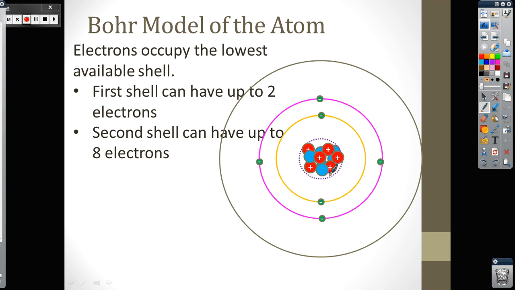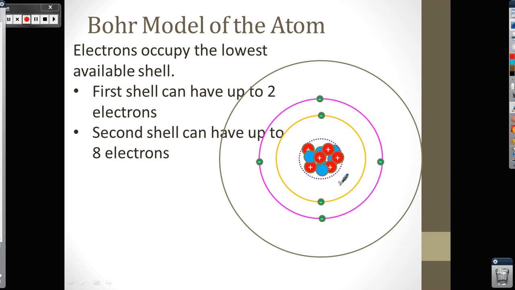Once those 2 electrons are in that first shell, any remaining electrons have to go into the next shell, or the next energy level. In this case, this atom has 2 electrons in its first shell, and it has 4 electrons in its second shell. And that second shell is the one that we call the valence shell. The second shell can actually contain up to 8 electrons.